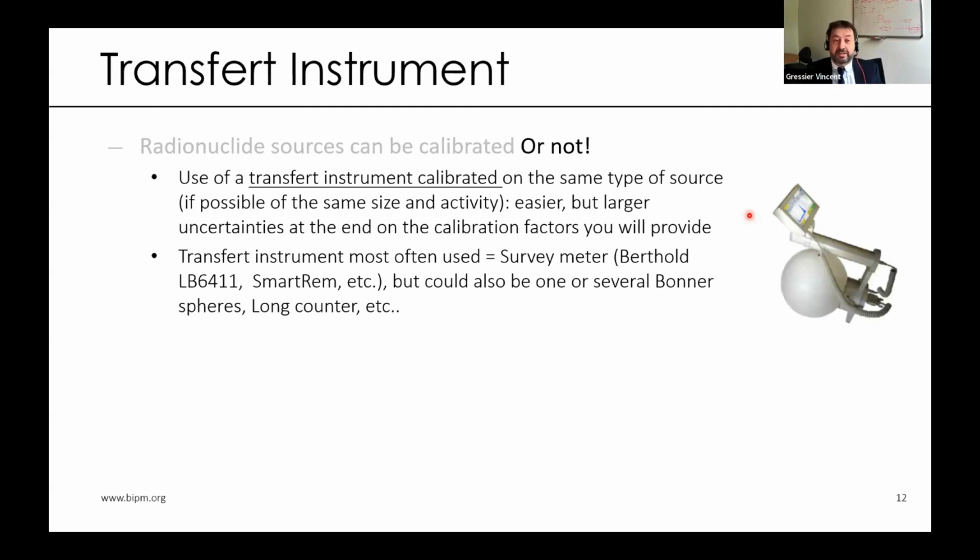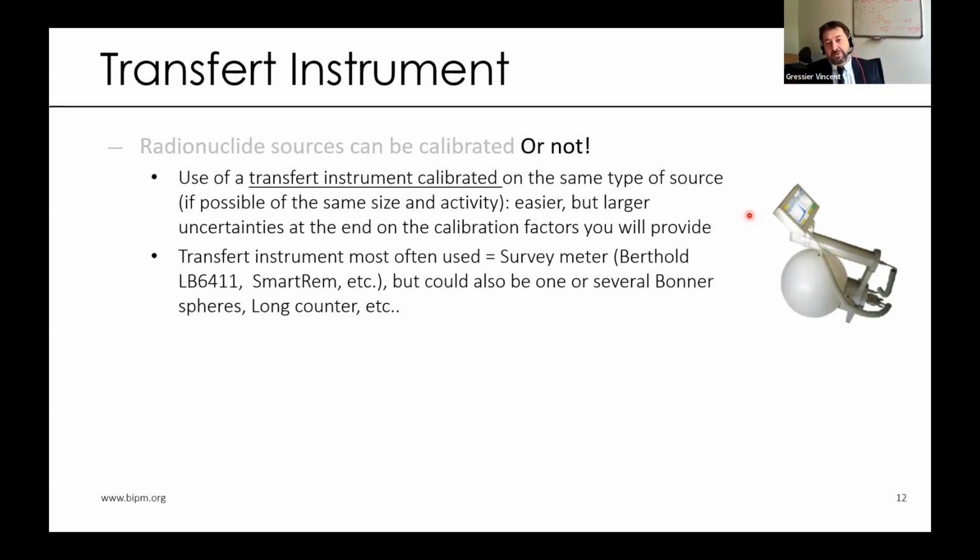In such a case, the best way is to use a transfer instrument that you will calibrate on the same type of source, if possible of the same size and activity. That's easier, but it will provide larger uncertainties at the end, and in the calibration factors that you will provide to your customers.